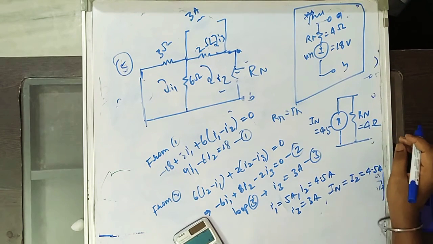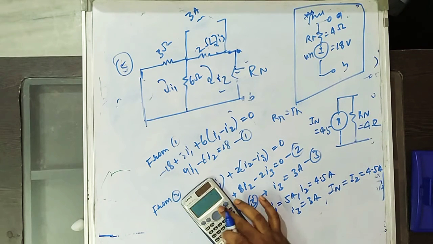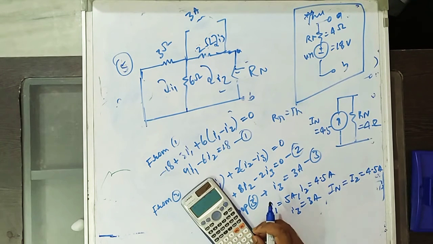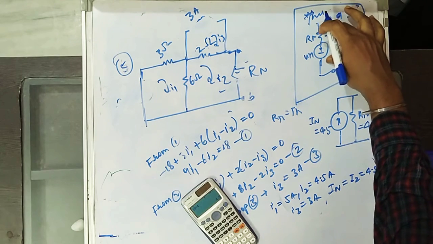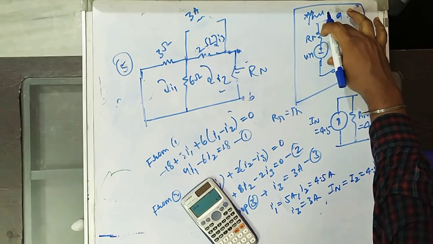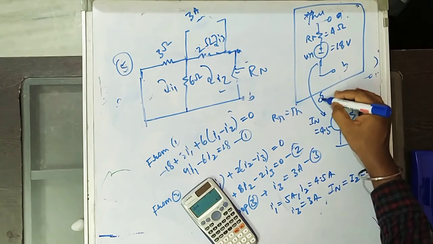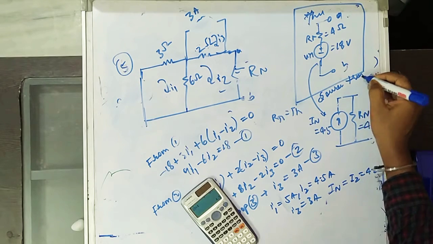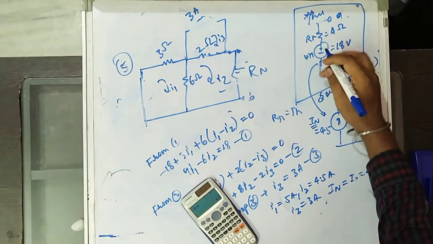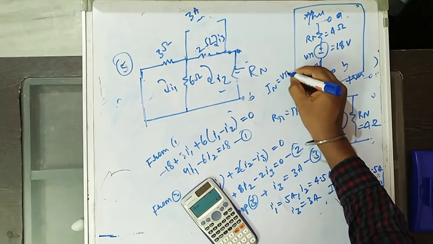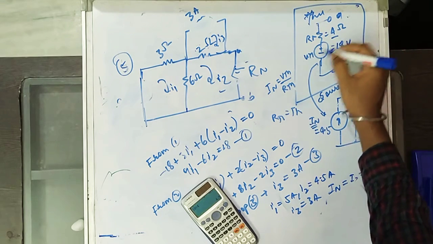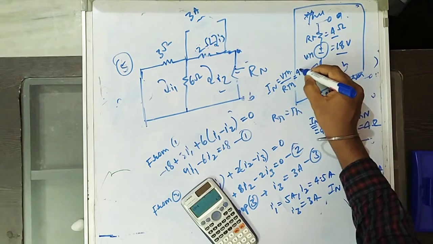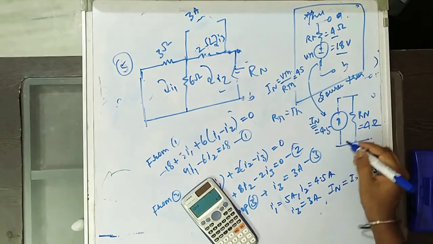If you observe carefully, one sentence I have to write: the source transformation of Thevenin equivalent is equal to Norton equivalent. See, if you do source transformation, this is a voltage source in series with resistance, a practical voltage source. If the source transformation is done, what will IN be? IN equals V Thevenin by R Thevenin. So V Thevenin is 18, Rn is 4. 18 by 4 is 4.5. So by calculating directly in shorting, we'll get 4.5.